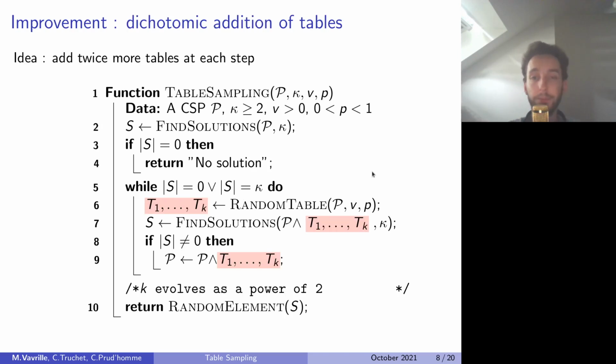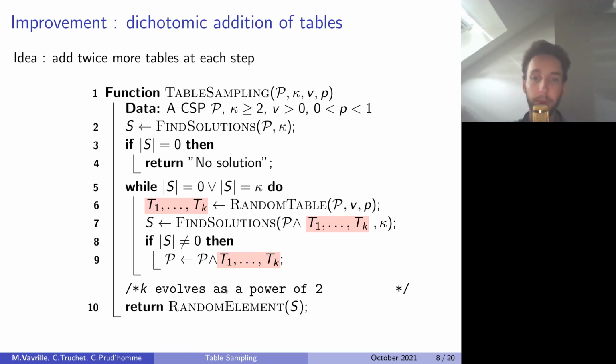And another improvement is the dichotomic addition of tables. So here it's a little bit more involved. The idea is to add at each step twice more tables than the previous step. So instead of generating only one table, here we will generate k tables, and we will check how many solutions there are with these k tables. If there are still solutions, we add these tables to the problem.